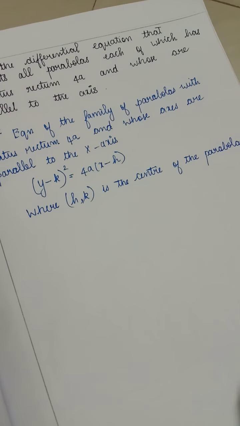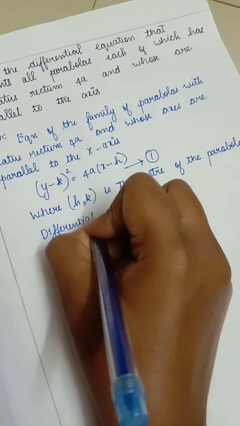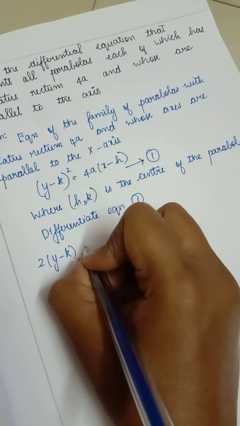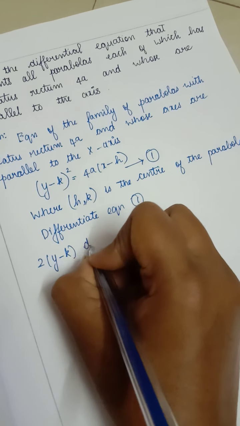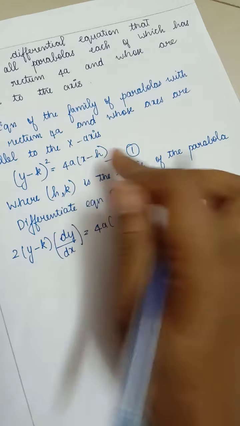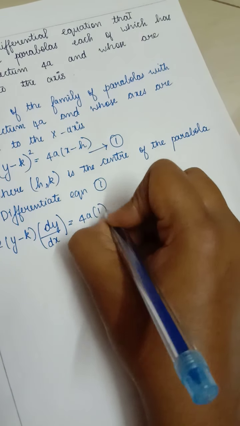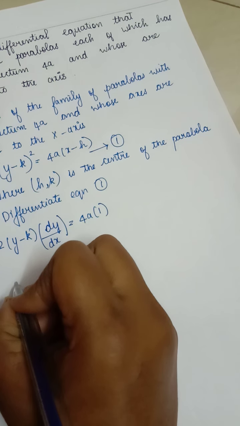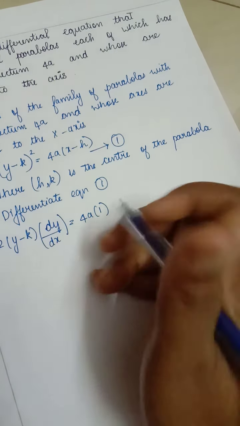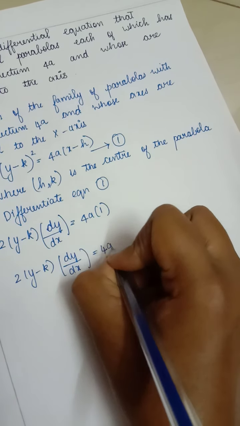Now we are going to differentiate equation 1. Differentiating, 2 into y minus k into dy by dx, the derivative of y minus k being 1 minus 0, equals 4a into 1. Differentiating x only, so no need to put dx by dx. We have to find the value of y minus k only. So 2 into y minus k into dy by dx equals 4a. Let this be 2.